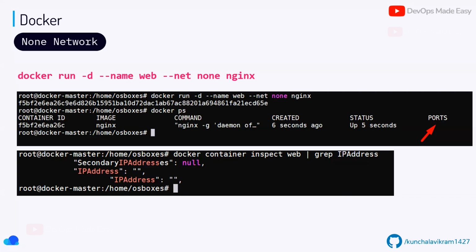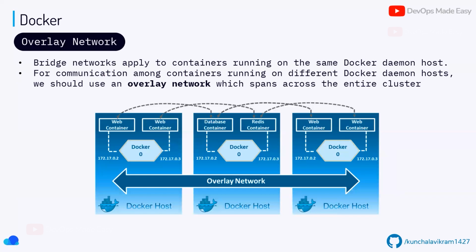Okay. And coming to the last network type, which is overlay network. This network makes multiple Docker host machines talk to each other. This is used in Docker Swarm, where you'll have multiple Docker hosts as part of a Swarm cluster. There you'll have an overlay network that spans across your complete Docker Swarm cluster.